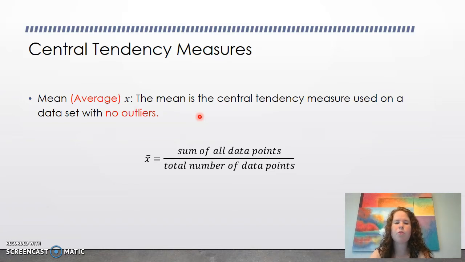Now we've done this before. We haven't specifically called it mean. We may have called it average, or maybe we did call it mean. What it means to have no outliers is that if we have a set of data points like 1, 2, 4, 5, 6, and 50, 50 would be our outlier because it's way out there from the rest of the data points of our set.